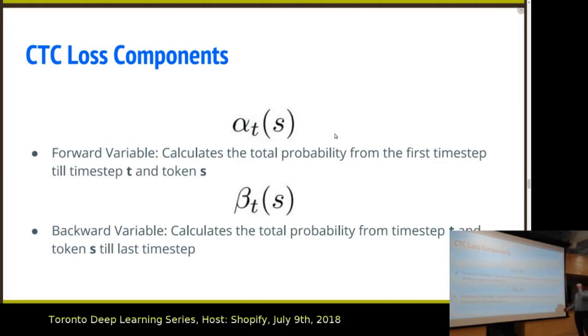So, in order to compute the CTC loss, we have a forward variable alpha, which calculates the total probability from the first time step T1 until time step T and token S. And then we have a backward variable beta that calculates the total probability from the time step T token S till the end, which in our example is T8.